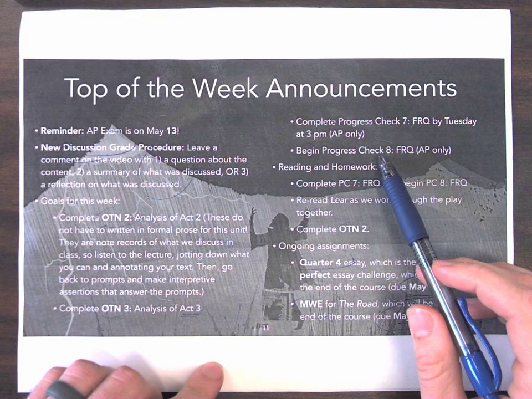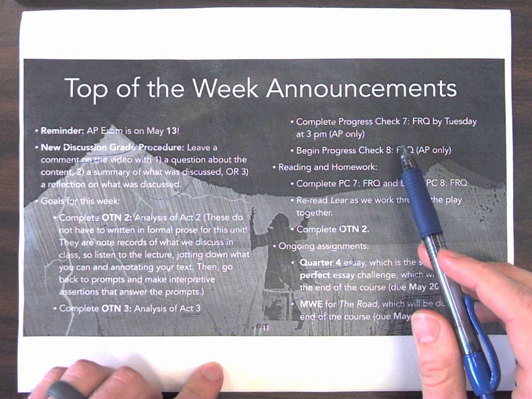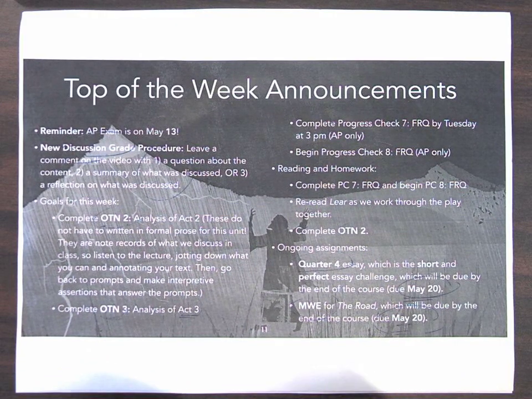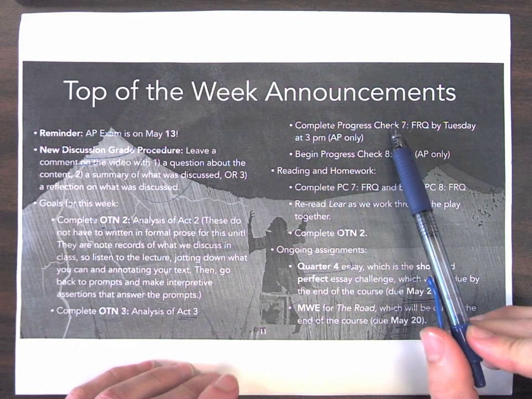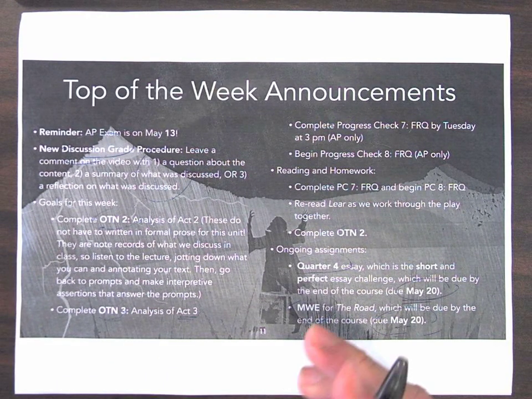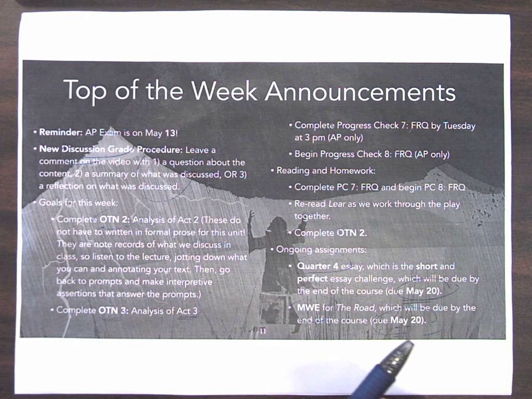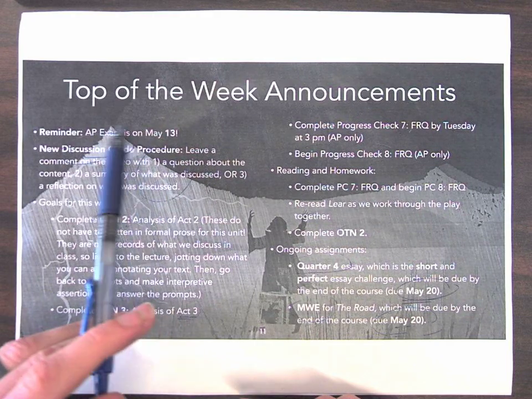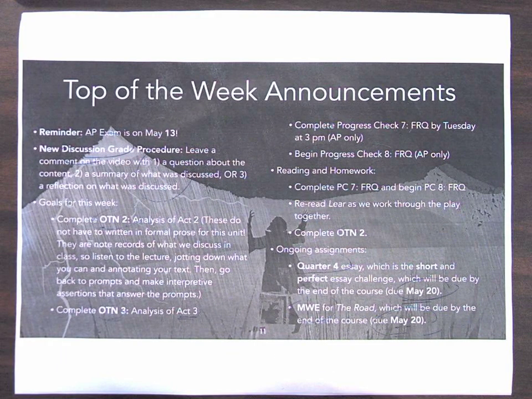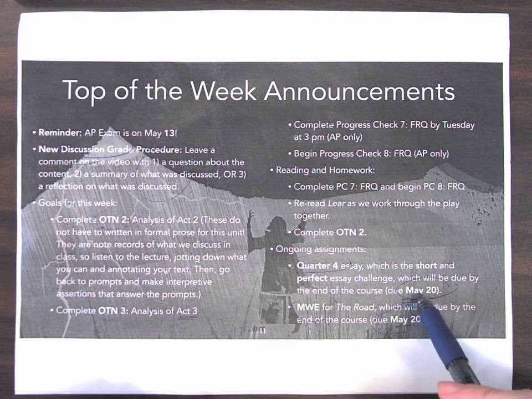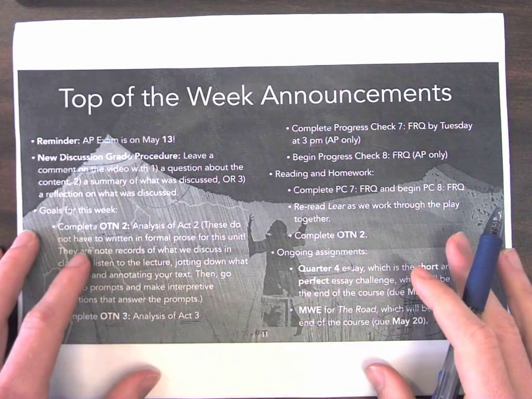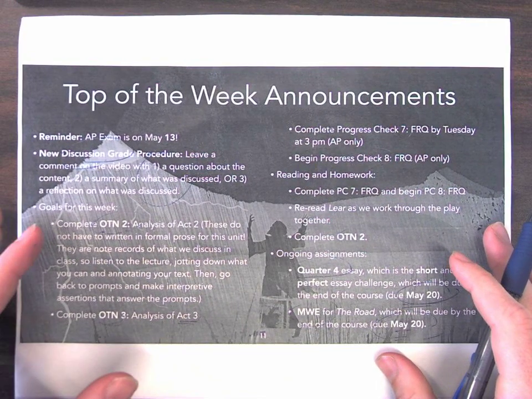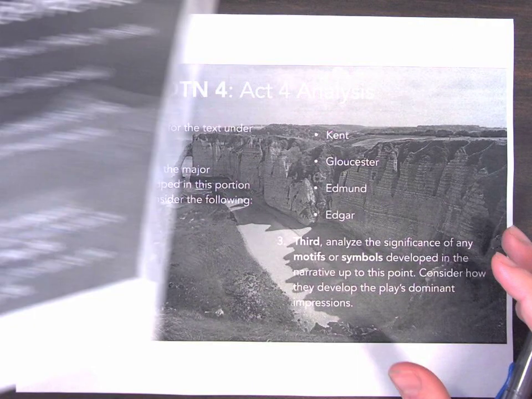All right, need to make sure that you are completing progress check 8. Progress check 7 should already be in the rear view, and you need to be working on progress check 8. Again, we'll be using these progress checks as some raw material that I will be using to help describe and help you prepare for your May 13th exam. Aside from this, just make sure that you're working on your quarter 4 essay. It's going to be due May 20th, and your MWE for the road, which is also due May 20th. So with all that in order, now let's go ahead and get into our analysis of Act 4.